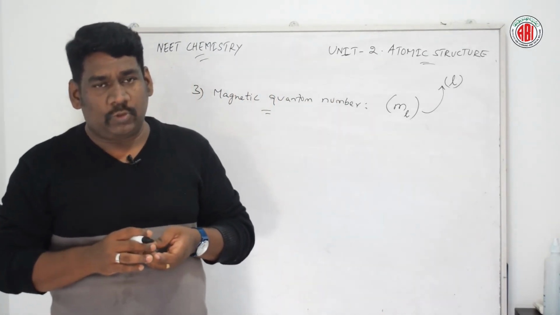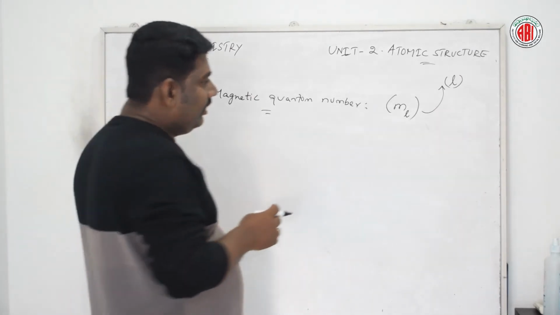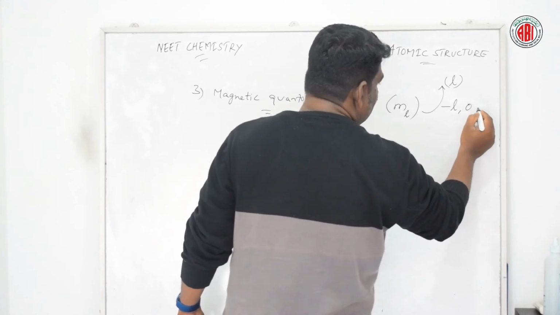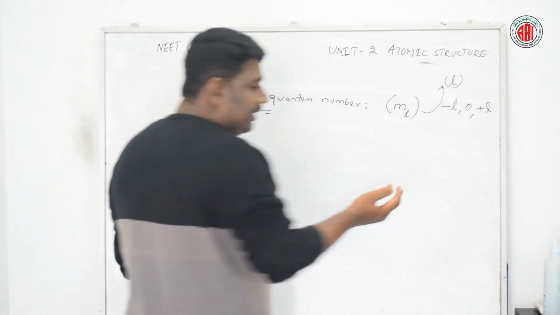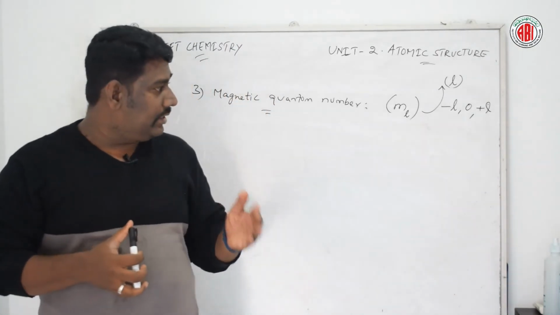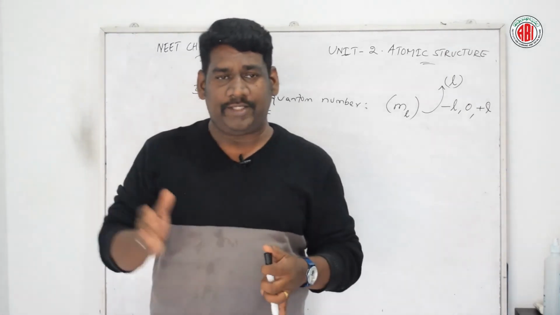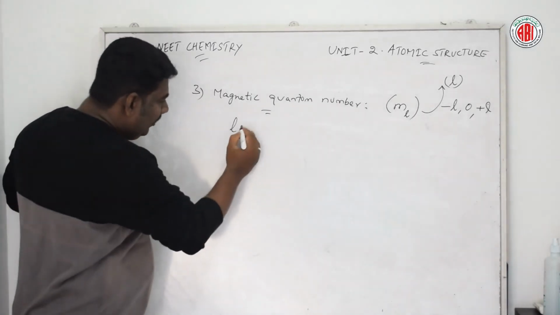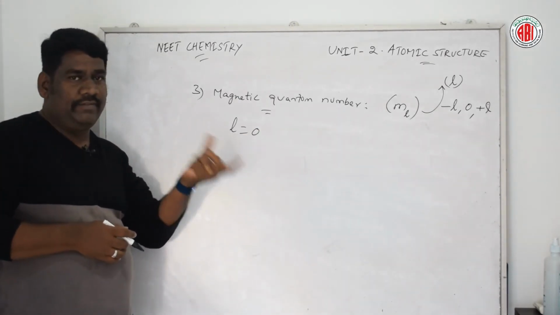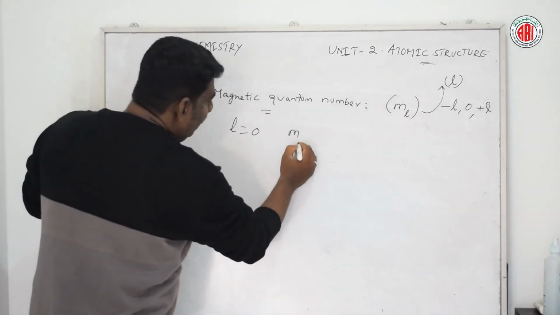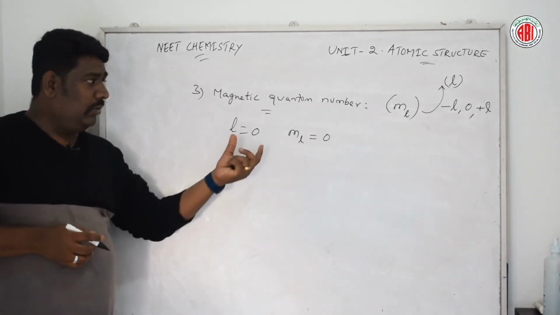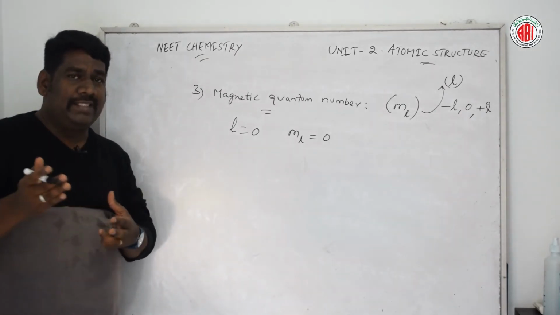For example, it can be given like this: it starts from minus L, comma 0, and plus L. That means it starts from the negative value, goes to the 0 value, then the positive value, continuously. Say for example, if the L value is equal to 0, then m has only one value, that is ml is equal to 0. Now, how will the magnetic quantum number vary based on the orbital?